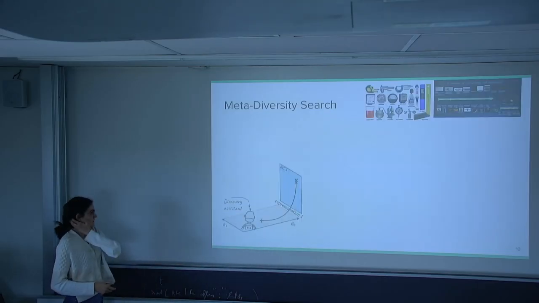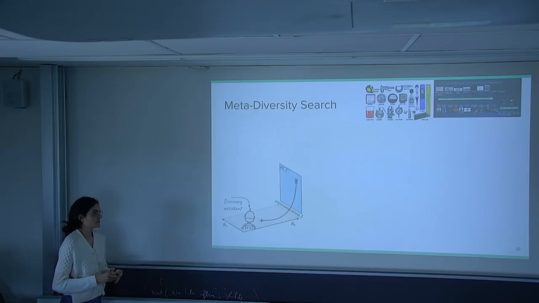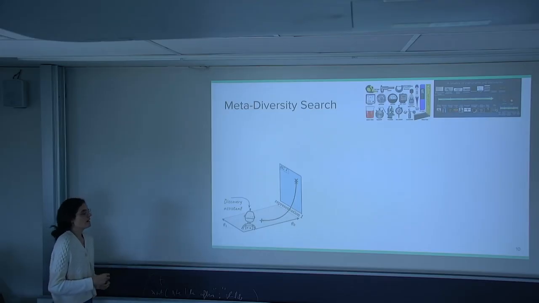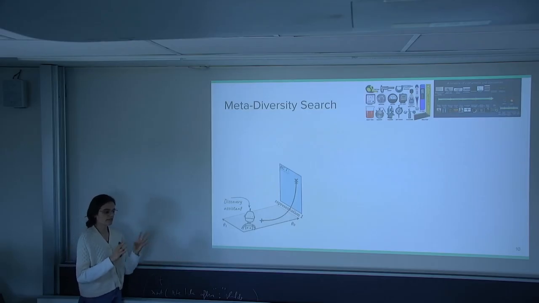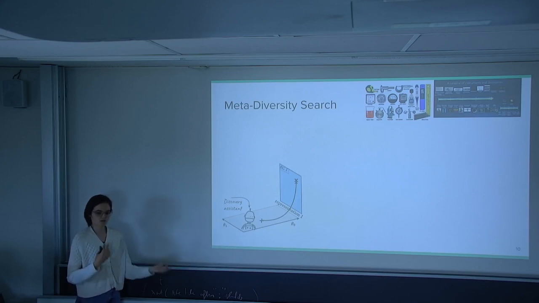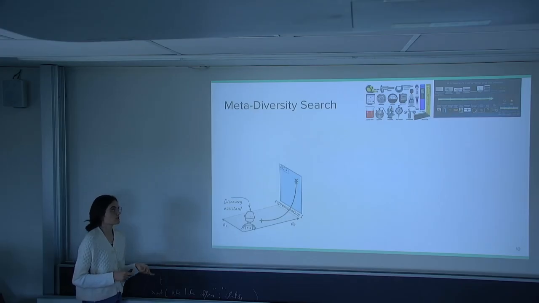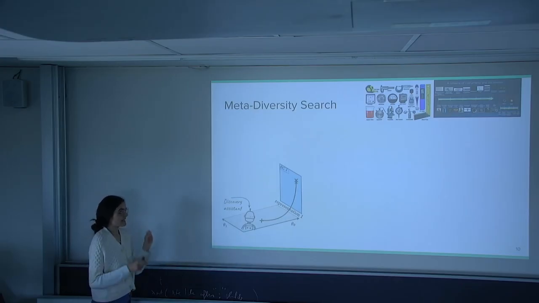So that's what naturally led me to this intuition of meta-diversity search, which is an extension of the standard diversity search. Instead of trying to seek diversity in a single characterization space, maybe an open-ended discovery assistant should continuously try to learn new ways to represent the data and then search for diversity in those spaces. That's the basic intuition behind meta-diversity search.